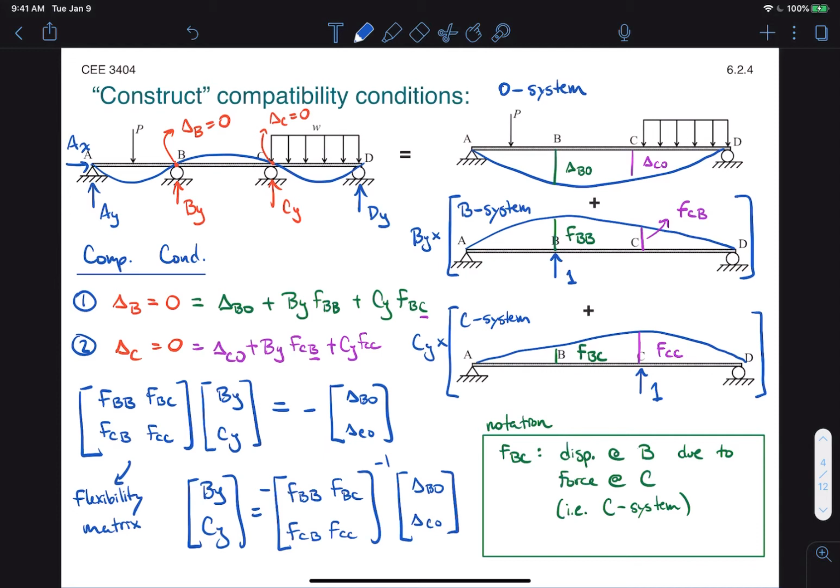So this would be the last step. We still need to actually go through either principle of virtual work or using tables to actually get the F terms and the delta terms. But this is multiple indeterminacy using the flexibility method in a nutshell. So you can use this slide as kind of a cheat sheet to get you through most of these problems.